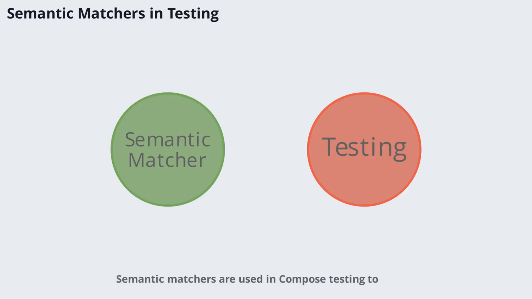Semantic matchers are used in Compose testing to find UI elements based on their properties or actions. For example, hasScrollToIndexAction helps locate scrollable nodes for simulating gestures. Using semantic matchers makes your tests more robust and maintainable.